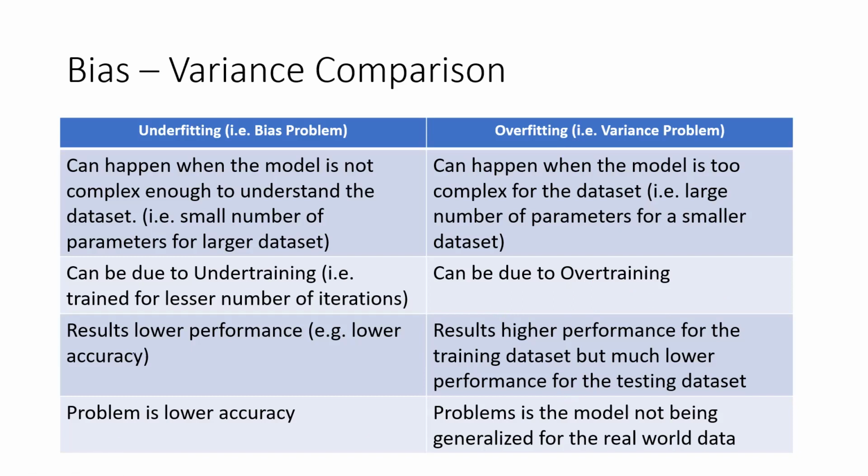What happens with underfitting is that the accuracy would be lower, right? For example, if you use linear regression for modeling the financial market results, there would be lower accuracy, right? Because you are trying to model a very complex system with a lesser number of parameters. So this causes the bias problem.